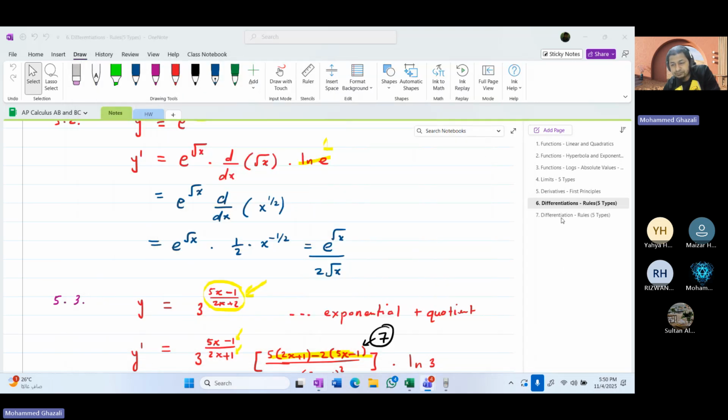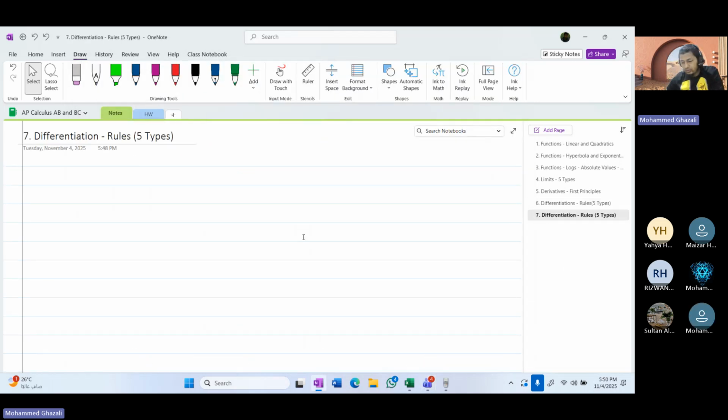Okay, so now we are doing the balance of the rules. We did 5 rules. Now the balance of the rules is, let's see, rule number 6, continuing from the last lecture. Rule number 6, we are looking at the log rule, the logarithmic rule.